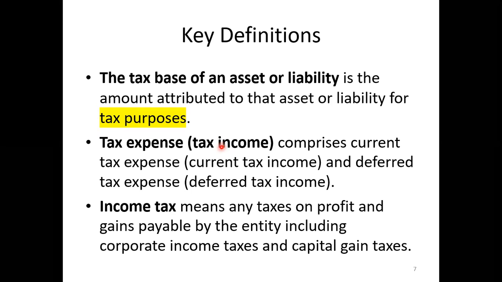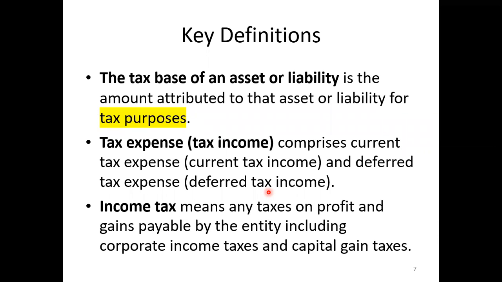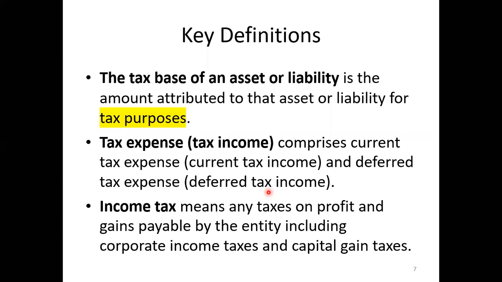Tax income, right? So the tax expense comprises current tax expense plus deferred tax expense. The tax income comprises current tax income and deferred tax income both. Income tax means any tax on profit and gains payable by the entity, including corporate income taxes and capital gains. So simply, income tax means the taxes imposed on profit and capital gains of the company.